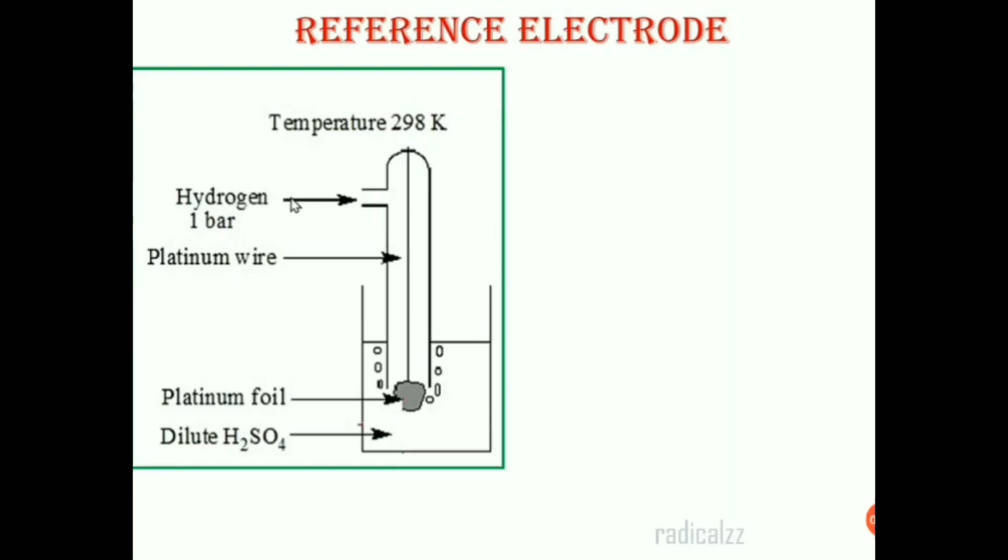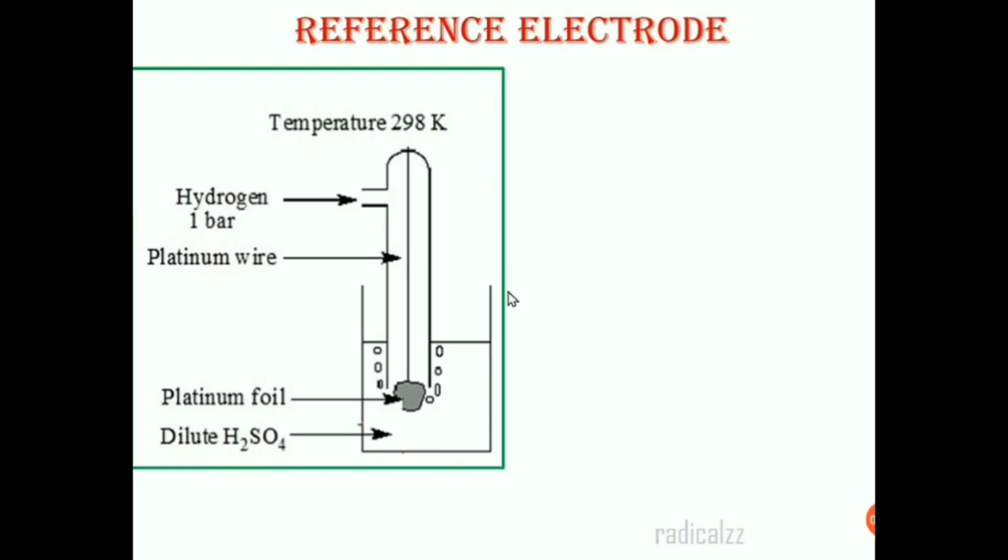Through this opening, hydrogen gas at 1 bar pressure is constantly bubbled. The solution in this beaker contains 1 molar HCl or sulfuric acid to release H plus ions. So, this is the diagrammatic representation of the standard hydrogen electrode, or SHE. By convention, the potential of the standard hydrogen electrode is taken as 0 volt.